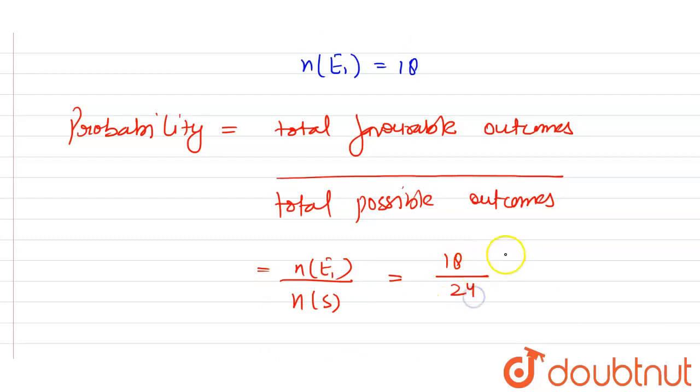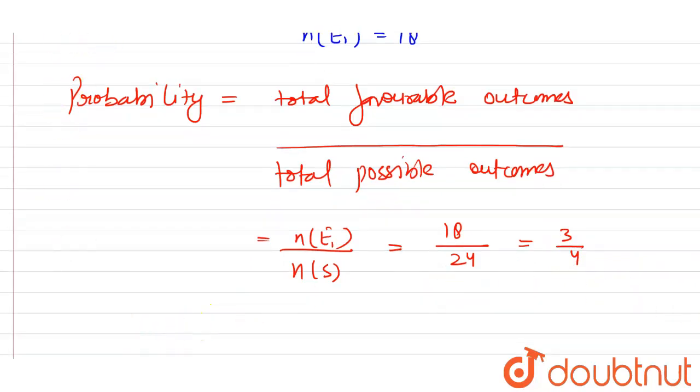And possible outcomes is 24. Now cancel each term by 6. This is equal to 6 into 3, 6 into 4. So the probability for case 1 is equal to 3 by 4. Okay, probability for case 1 is 3 by 4.